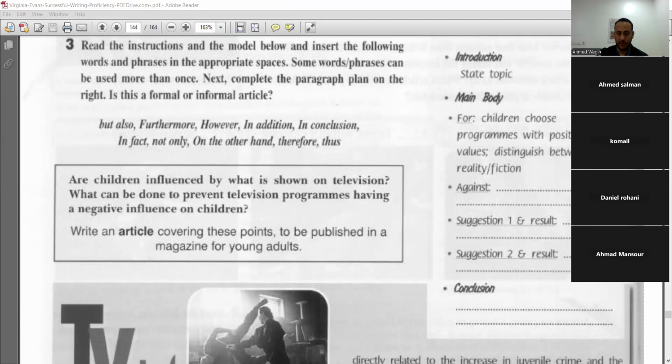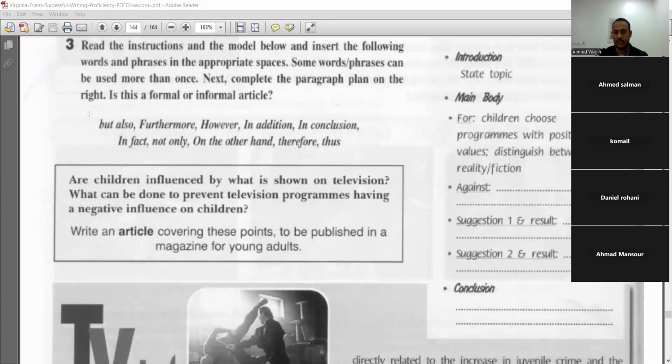Are children influenced by what is shown? I'm going to show you this type of model. Are children influenced by what is shown on television? This is a topic. What can be done to prevent television programs having a negative influence on children? Write an article covering these points to be published in a magazine for young adults.